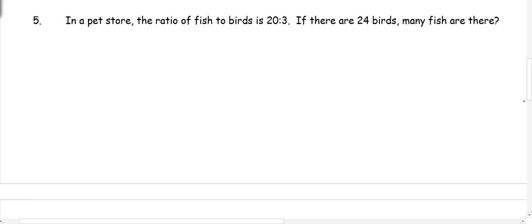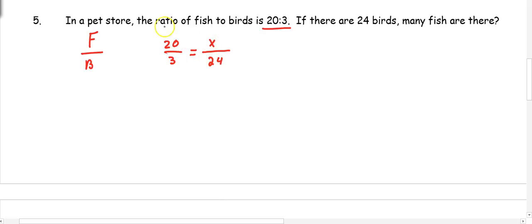Number 5, in a pet store, the ratio of fish to birds is 20 to 3. If there are 24 birds, how many fish are there? So we are comparing fish to birds. So the first ratio would be 20 over 3. And we're going to set that equal to, we know that there's 24 birds, and birds is in our denominator. We're looking for how many fish there would be then.